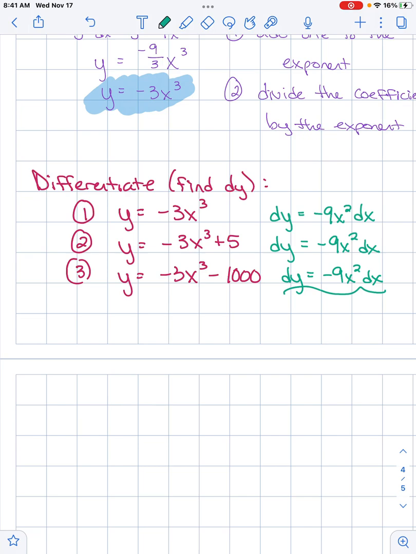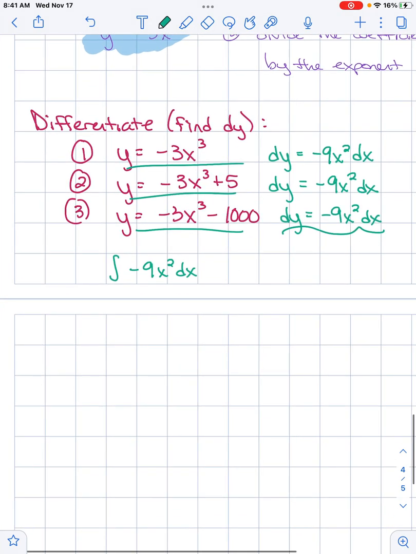So if I asked you, what is the antiderivative of negative 9x squared dx, which one would it be? Would it be this when we find the antiderivative? Would we add a 5 to the end? Would we not add anything at all? What we need to do in a situation like this, actually in any derivative, we need to account for the fact that there could have been a constant at the end of the original function that we differentiated. Let me show you what I mean.